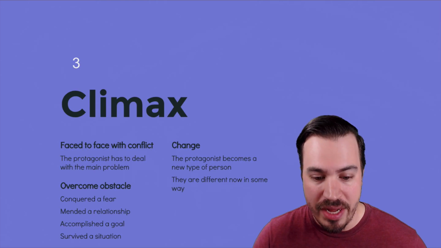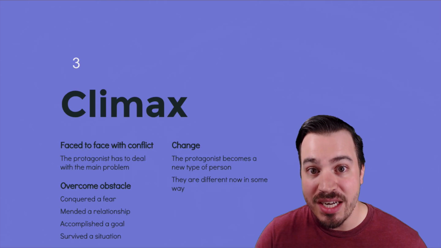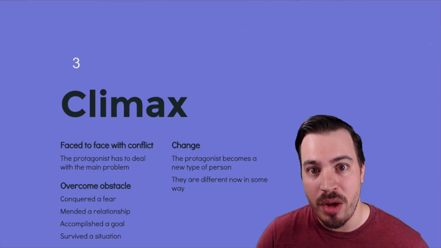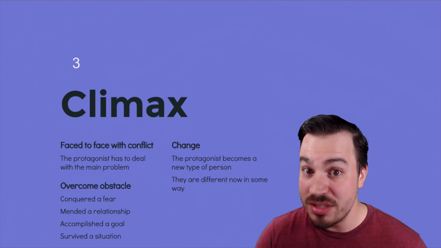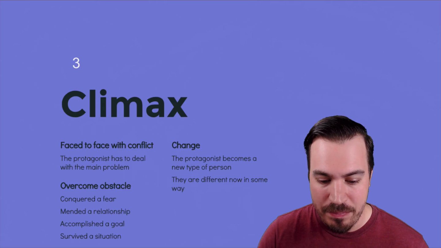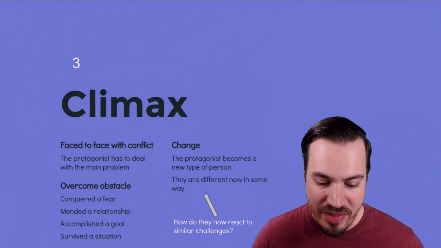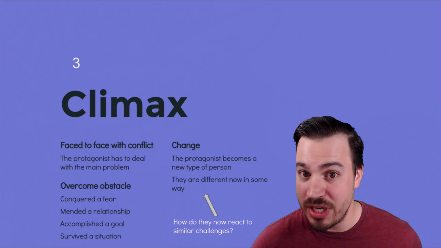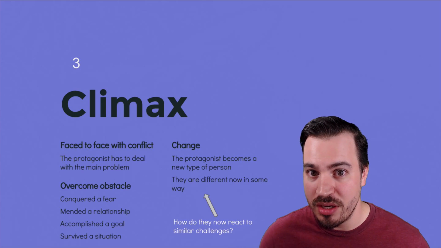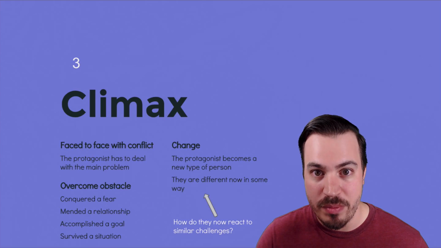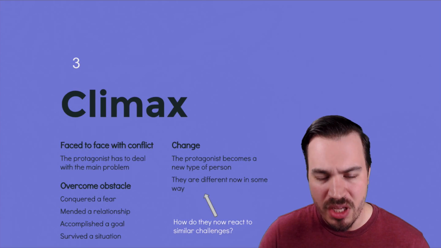they figure it out. And this is where the protagonist becomes a new type of person. They're no longer the person who couldn't solve their problem. They're the person who can solve their problem because they figured something out. And they're different in some way because of that. And we see now how they react to this challenge and how they reacted to similar challenges during the rising action. That's something we can compare and contrast and really get into what the story is about and figure out the theme. Then we have falling action.